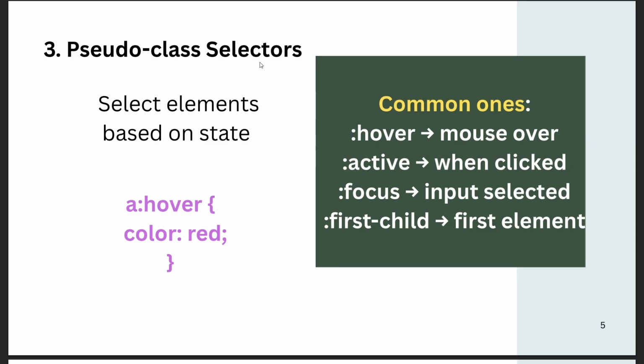Now, the pseudo-class selector. A pseudo-class selector selects an element based on its state. Here I have given a link as an anchor. If the user's mouse hovers over it, it will change the color. Active means which one is clicked, and that changes to something. Focus means which input is selected. Then first-child. We can select according to their state. We can see the output for that.